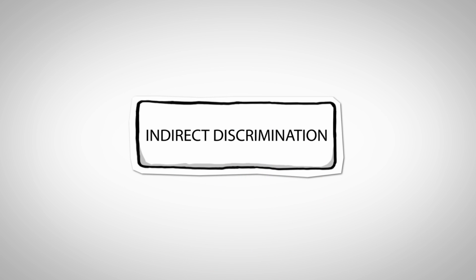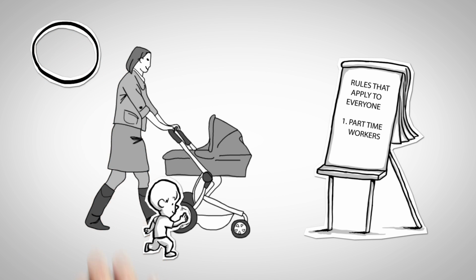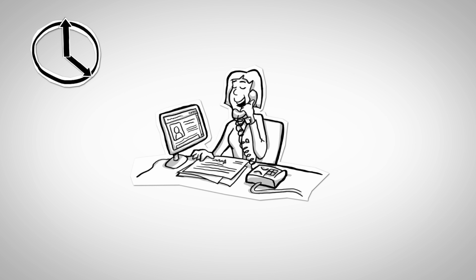Indirect discrimination. This means putting rules or arrangements in place that apply to everyone, but that puts someone with a protected characteristic at an unfair disadvantage. For example, a rule prohibiting part-time work. It applies to everyone, but more women than men are likely to have childcare responsibilities, which means they can only work part-time. So, unless your school's needs mean you cannot operate with part-time employees, the rule is discriminatory.